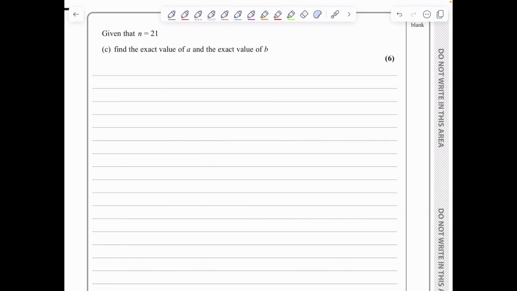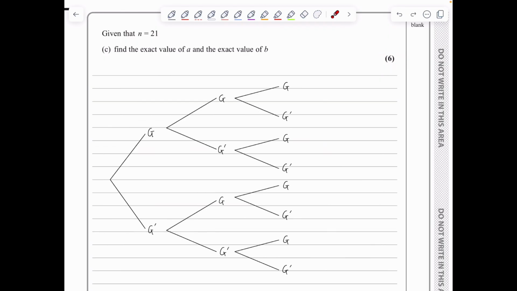In part C, we are told to use n is 21 to find the exact value of A and the exact value of B. So the way of approaching this question, notice it carries 6 marks. It's a big part. I will draw a tree diagram to see exactly what's happening. So we're drawing 3 times, so each time it could be a green or no green.